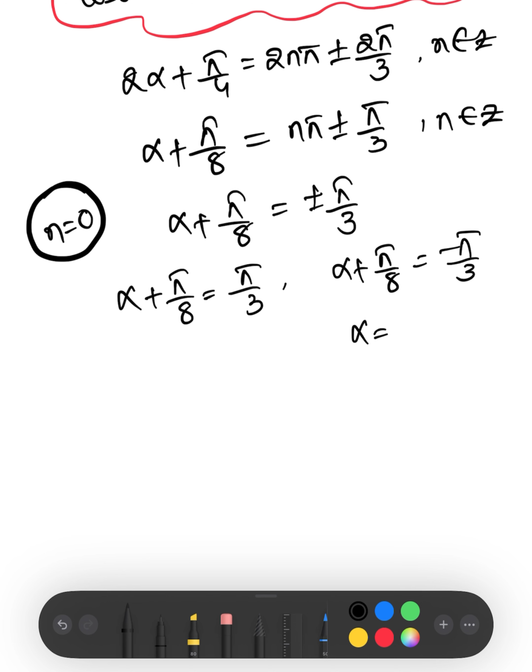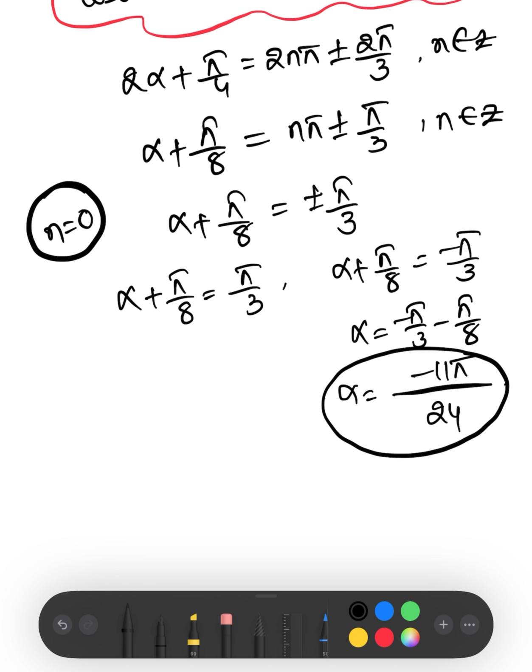I will consider alpha equal to minus pi by 3 minus pi by 8, where 24 is the LCM. In that case, you get minus 11 pi, so the negative alpha is straight away rejected for this question, because alpha belongs to 0 to pi by 2.